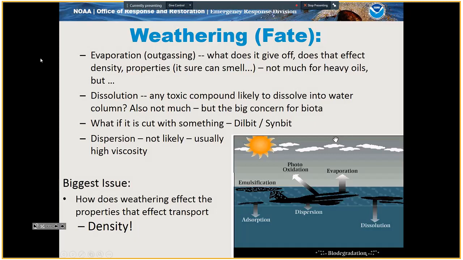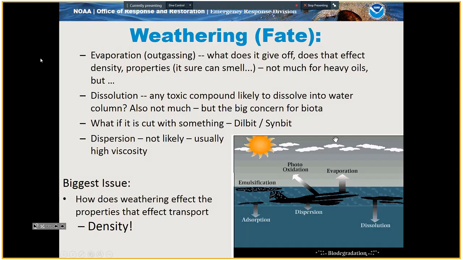Dissolution is another issue. There don't tend to be a lot of soluble compounds, especially in heavy oils. On the other hand, that's the stuff that you can really see. And then the big but is, what if it's cut with something? Jordan brought this up. Dilbits and synbits are a really heavy oil where there isn't going to be much soluble, there isn't going to be much evaporating, but now there's this light stuff mixed in.